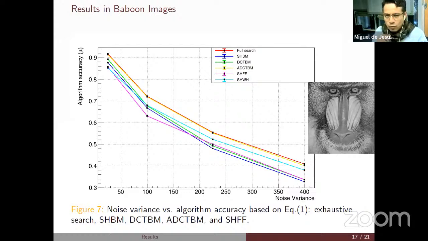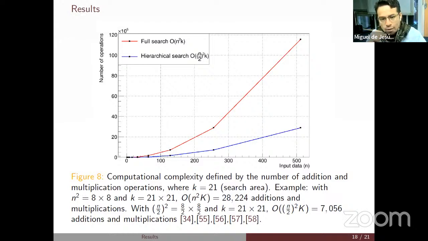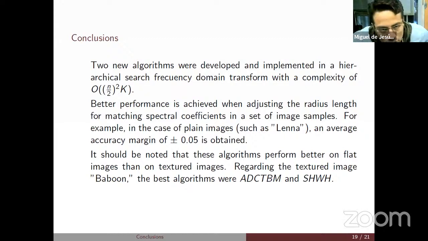Baboon is the kind of texture image that we could see for the unsupervised learning. And certain algorithms using the discrete cosine transform and the Walsh-Hadamard have better performance for this image in comparison to the plain ones. As we mentioned before, the main idea of this work is to reduce the number of operations, and as a result, you can observe that implementing this algorithm for search, we are using fewer calculations in comparison with the full search. As conclusions, we present two new algorithms for implementing hierarchical search in the frequency domain transform with less complexity, and we have better performance depending on the radius that we use to find these patches.